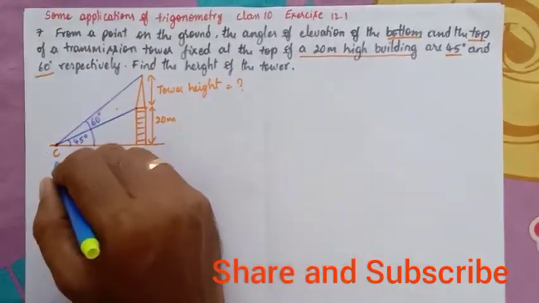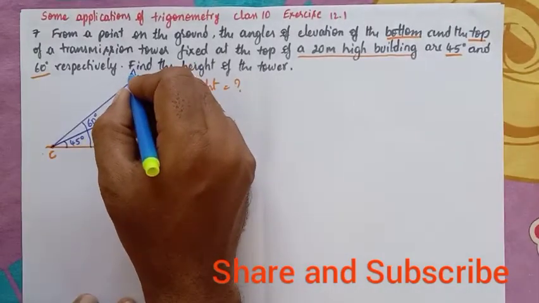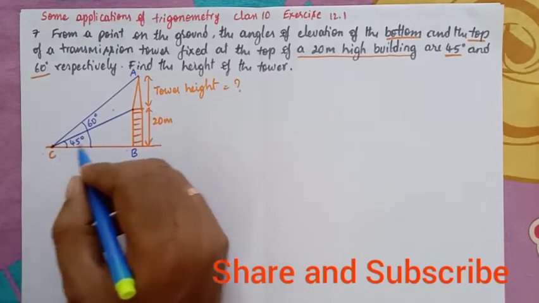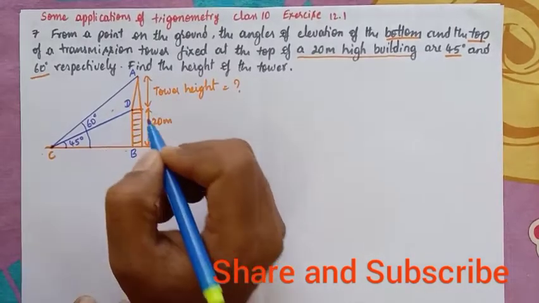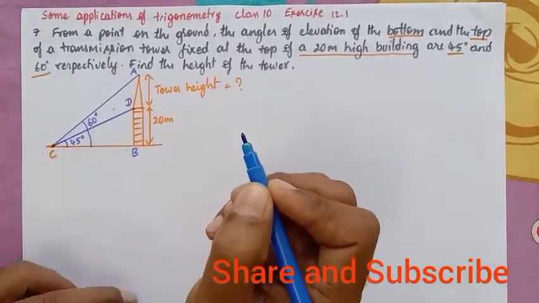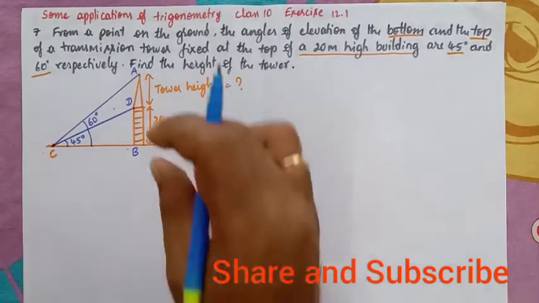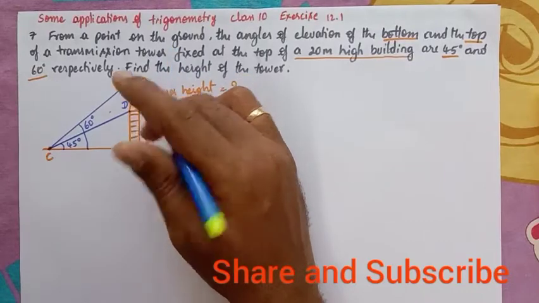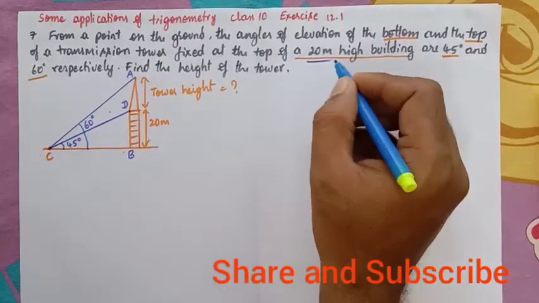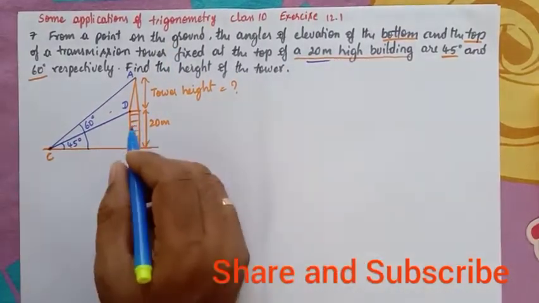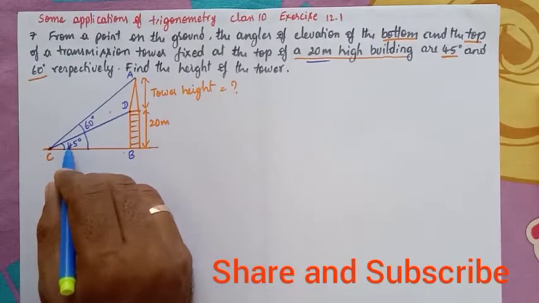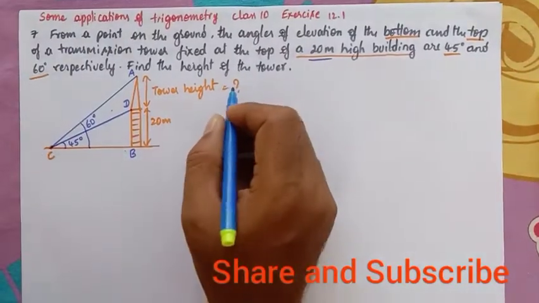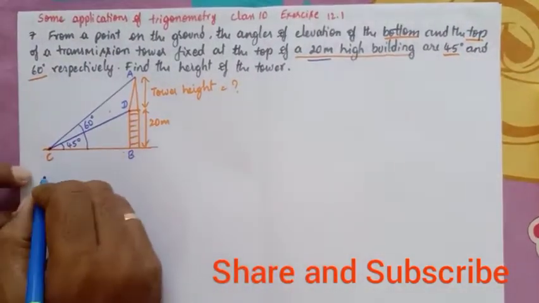So let me name this: the top of the tower is A, this one be B, this one be C, and this be D. So how to calculate this? You see, the height of the building is mentioned that it is 20 meters. And the angle here is 45 degree. That means this is equal to this one. How can we say that? For example, we can continue with this problem.